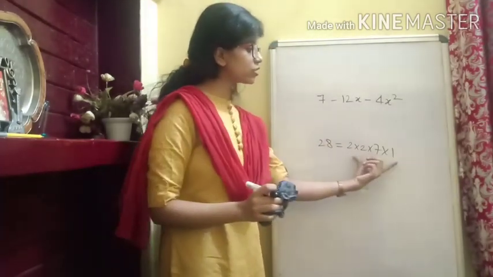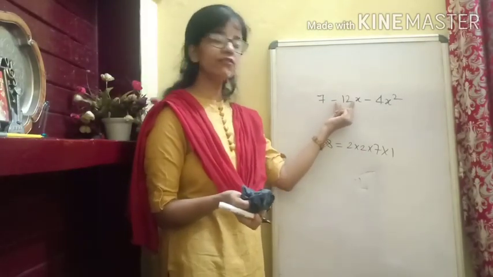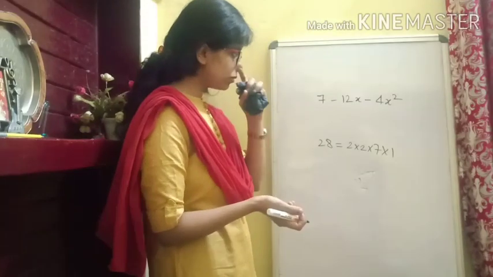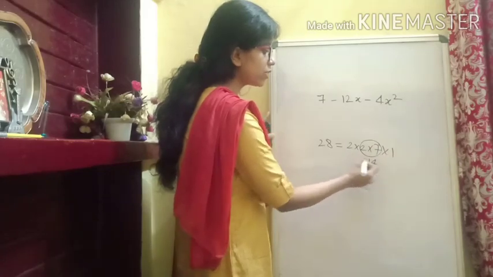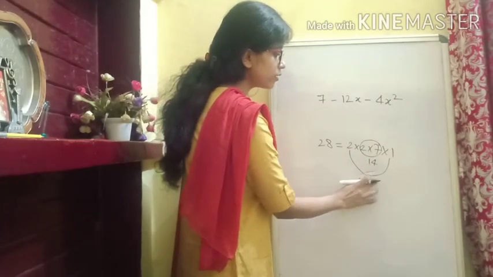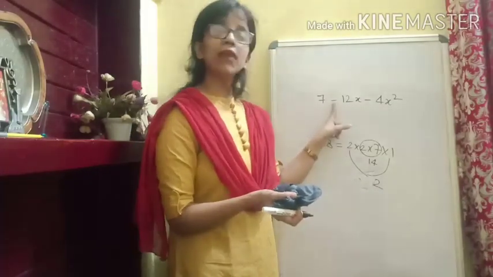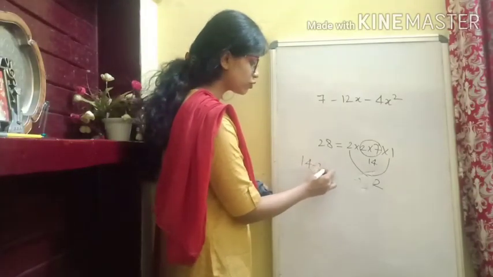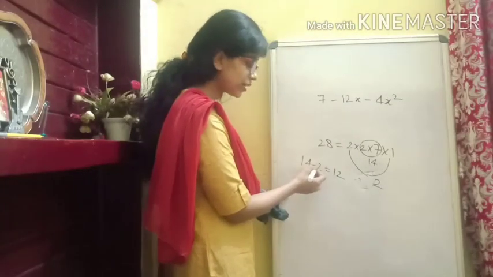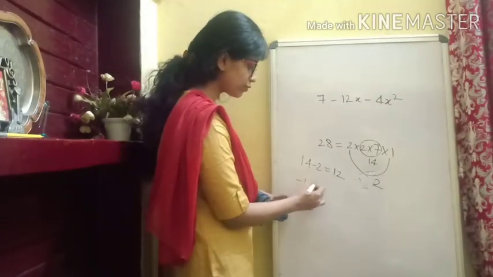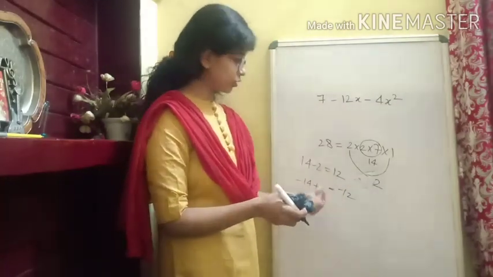Now we have to rearrange the terms to split them into 2 numbers so that we get this middle term, which is minus 12. How to do it? If you take these numbers together, 7 into 2 will be 14, and 2 into 1 would be 2 only, and 14 minus 2 will give you 12. But we want minus 12. So instead of writing 14 minus 2, what if we write minus 14 plus 2? That will give you minus 12. So that's how we will split 12 into numbers.